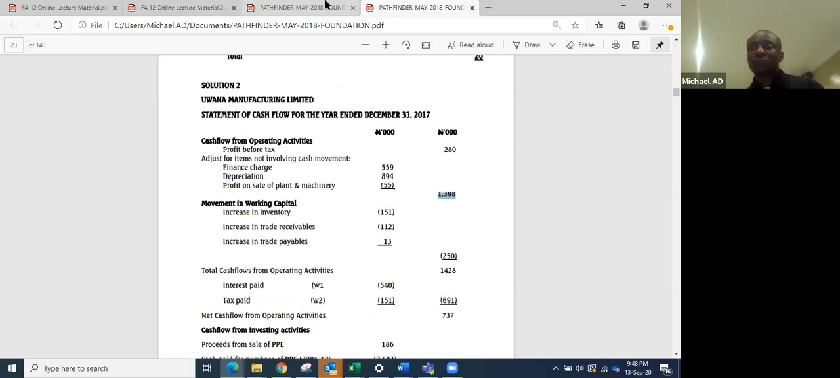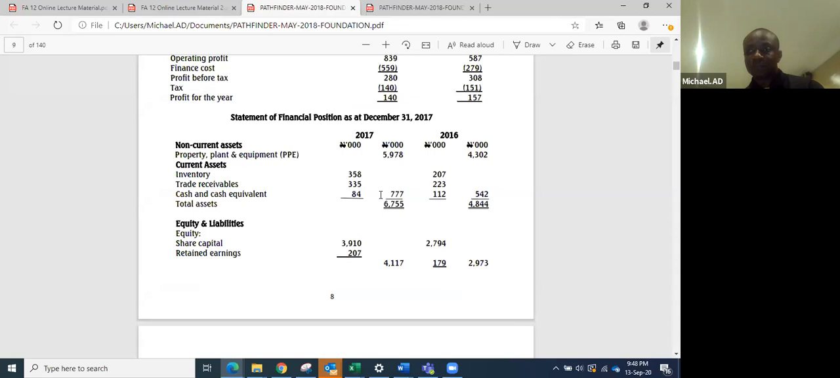Let's go back to the question here. For example, you have inventory of 207 and you have inventory of 358. You can see that 2017 increased more than 2016. So the difference between the two, you less it from your profit. What does this tell us? At the end of 2016, you have 207. At the end of 2017, you have 358. What does it mean? You have actually spent money to buy additional inventory.